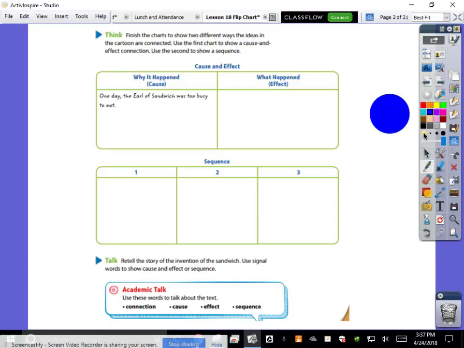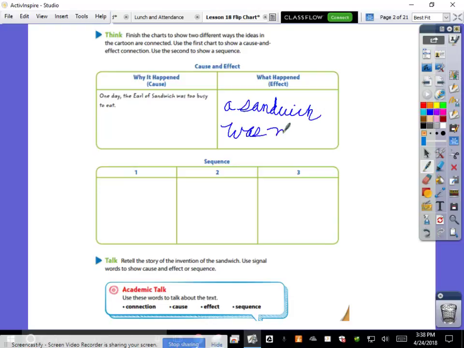Whoa, somebody made that huge. Okay, let me fix that. Pen is way off. Okay. So what happened because of it? A sandwich was made. It's insane how much this pen is off.